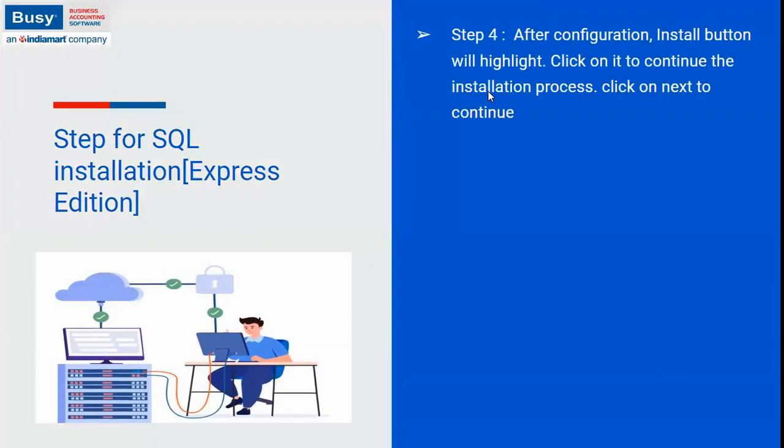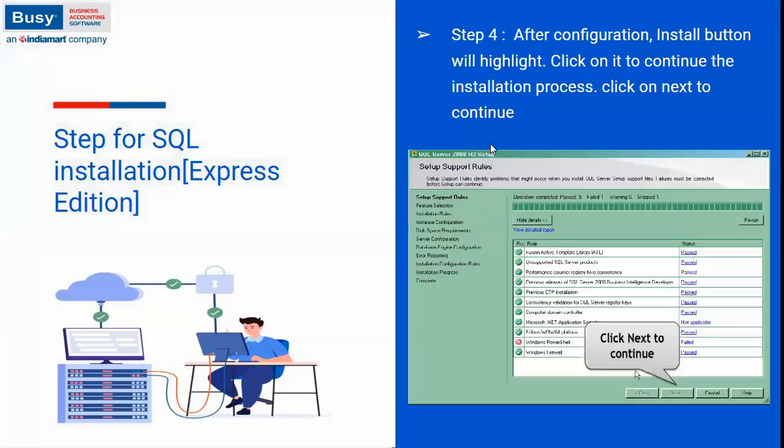Now coming on the fourth step, after configurations, the install button will highlight and you have to click on it to continue the installation process. You have to click on that install button, and this process will go on. Once the process gets completed, you will get a highlight of the next button. You have to click on this next button to proceed.